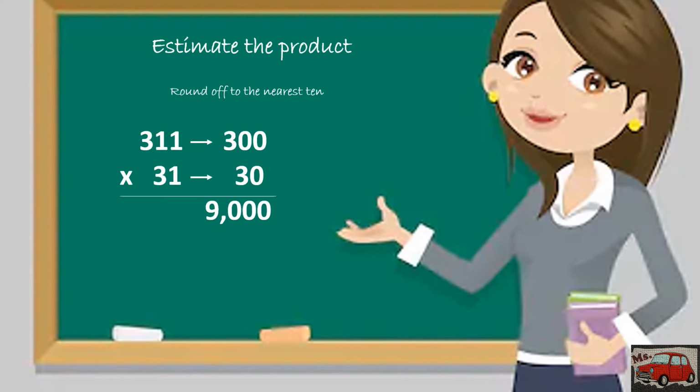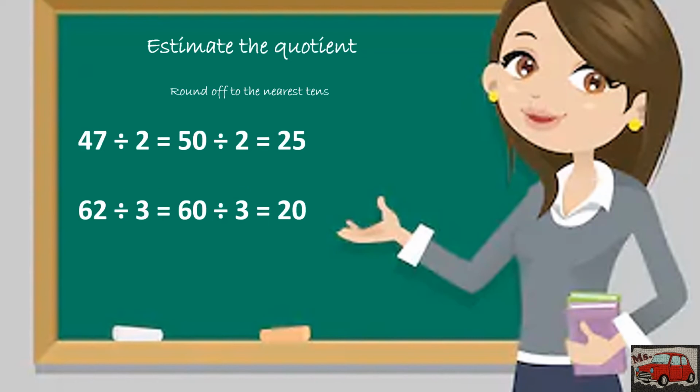Next, so we have here 311 times 31. So, ganun ulit, i-round off natin to the nearest 10. So, yung 311 magiging 300. And then yung 31 magiging 30. So, since you have 3 zeros, idadagdag na lang natin yan kung i-multiply natin yung 3 times 3. The answer is 9, di ba? So, idagdag natin yung tatlong 0. So, the answer is 9,000.